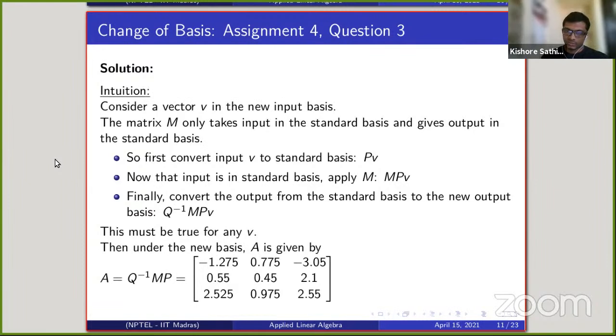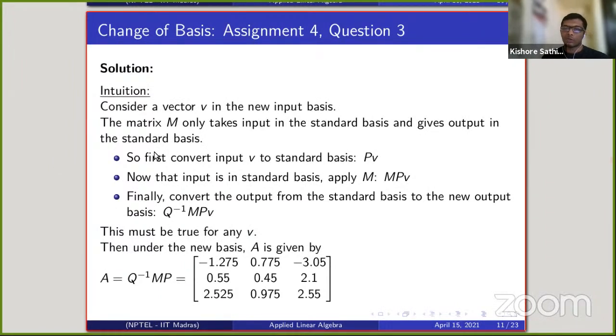I'll explain this once more since this is a really crucial concept. V is in the new input basis. We apply P to convert to the standard basis. Apply M because that's the operator. It takes the input in the standard basis. So PV is the new input in the standard basis. Apply M to that. And now convert our output, which is in the standard basis, to our required output basis by multiplying by Q inverse.